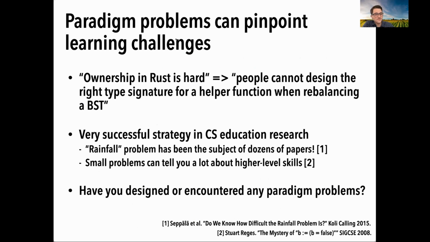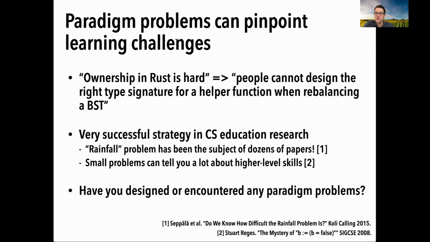And so just to wrap up, I think paradigm problems are interesting because they help pin down specific learning challenges for a language like Rust. So rather than saying ownership is hard in Rust, which we all kind of know, we can instead say something much more specific, like people cannot design the right type signature for a helper function when rebalancing a BST. And obviously, that is not a general statement that captures everyone's difficulties learning ownership in Rust, but I think the idea is that it focuses our efforts.